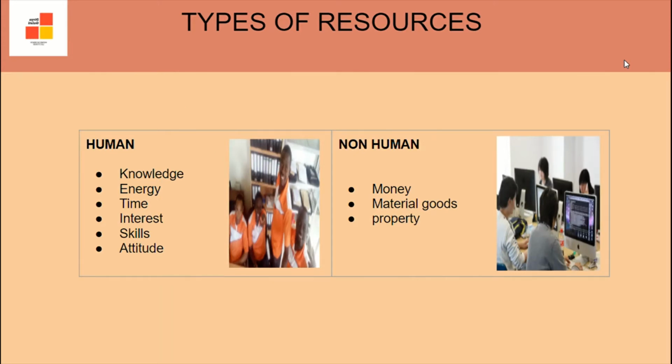A resource is anything which is available to us while doing activities, and it helps us in getting our goals. Let's talk about the various types of resources.